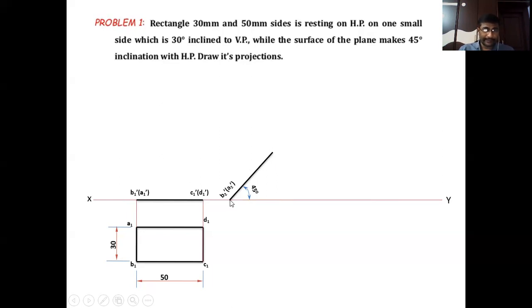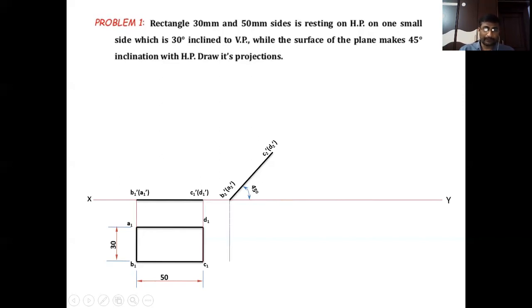This point is B2 dash of A2 dash. The 2 represents the second stage. The point B1 dash of A1 dash becomes B2 dash of A2 dash in the second stage. Then the other end is represented as C2 dash of D2 dash. This is the other end point of that front view. This is the second stage front view, and this is the first stage front view. This stage is when the surface is parallel to HP. This stage represents when the surface is inclined to HP at an angle of 45 degrees. This is the front view.